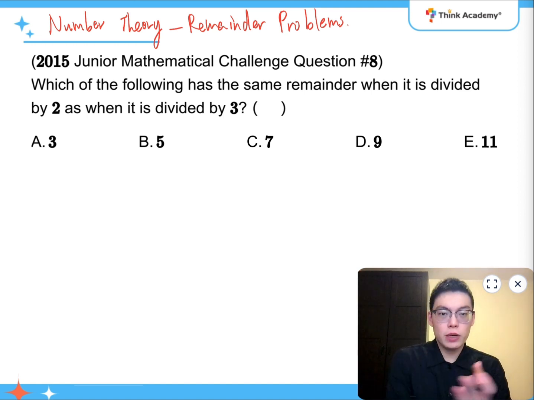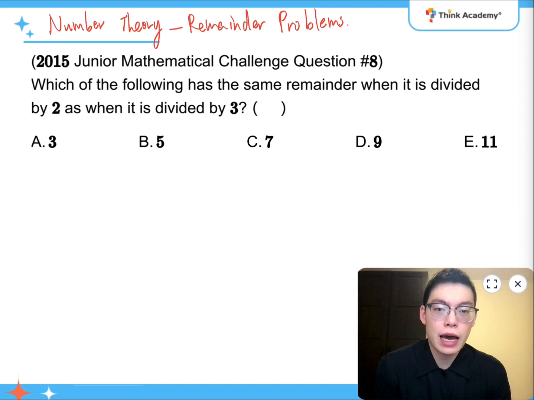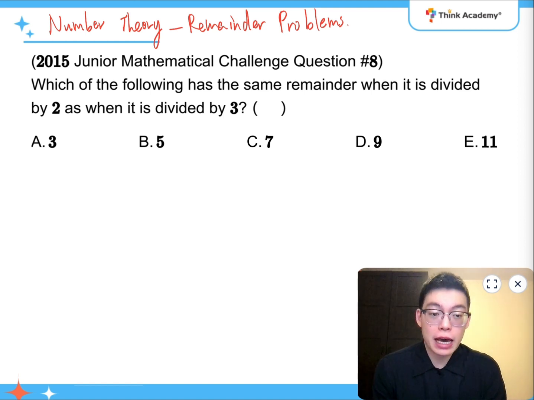So, first of all, it says that it has to have the same remainder when it is divided by 2 as when it is divided by 3. So the easiest approach is, of course, dividing each of these numbers by 2 and then by 3 to see if they have got the same remainder, right? That's something which all of you can definitely do.